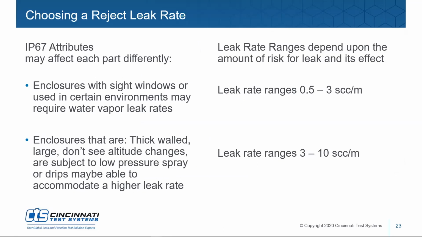And this is where we start talking about what kind of ranges you may have for your parts, with sight windows at 0.5 to 3 cc per minute, or maybe it's an enclosed electronics component that could easily short out. That might be in those ranges. And then thicker-walled parts that don't see altitude changes, like we're talking about with water vapor, would be in the higher leak rates of 3 to 10 cc per minute, and maybe even higher if it's a really thick part with a tortuous path.